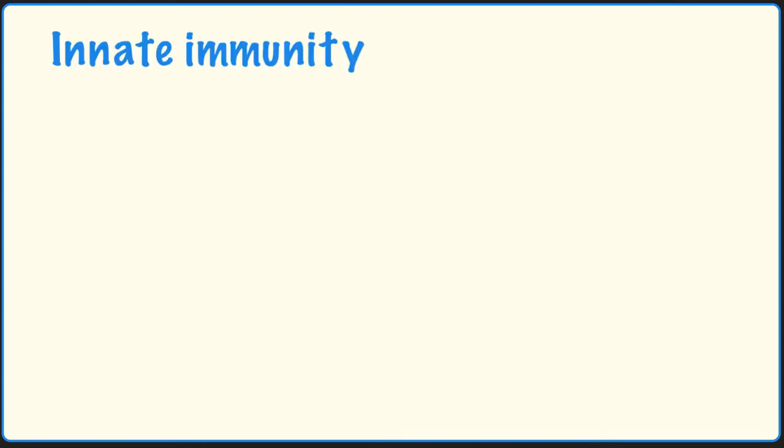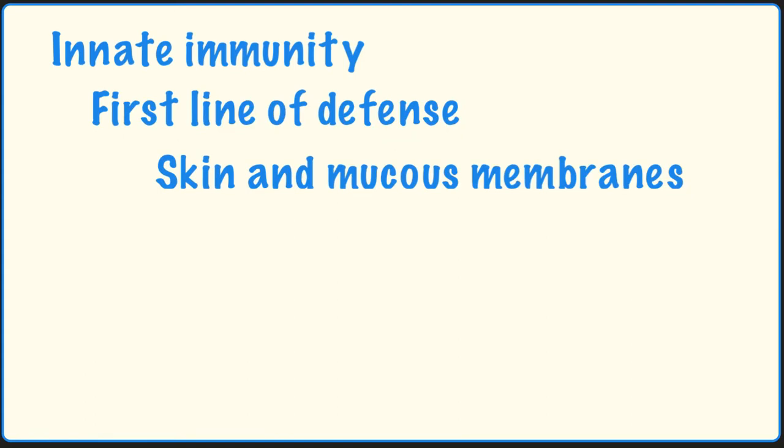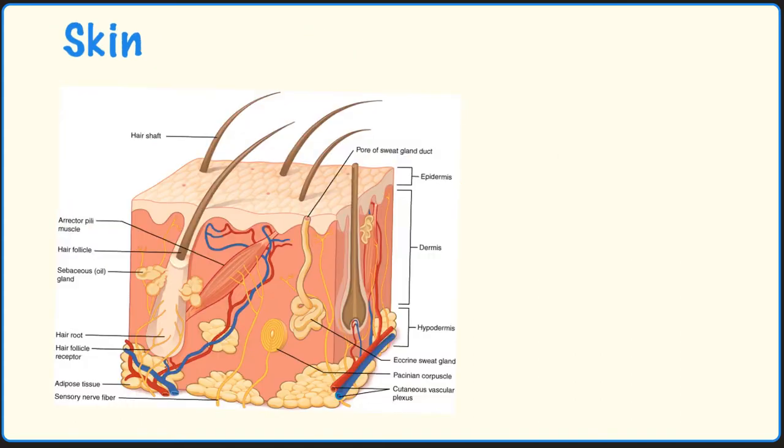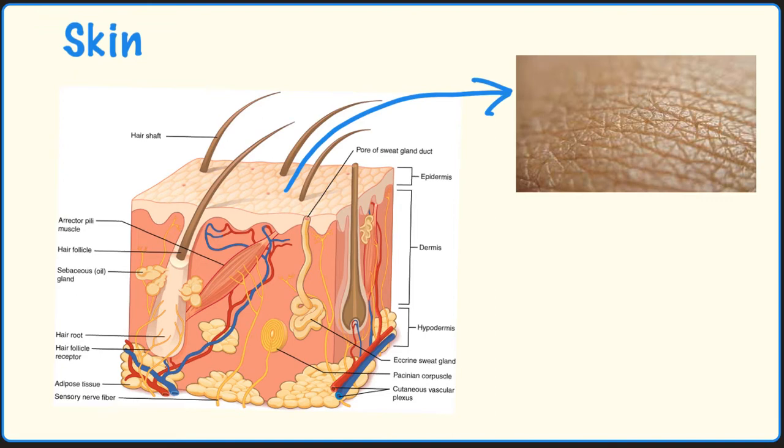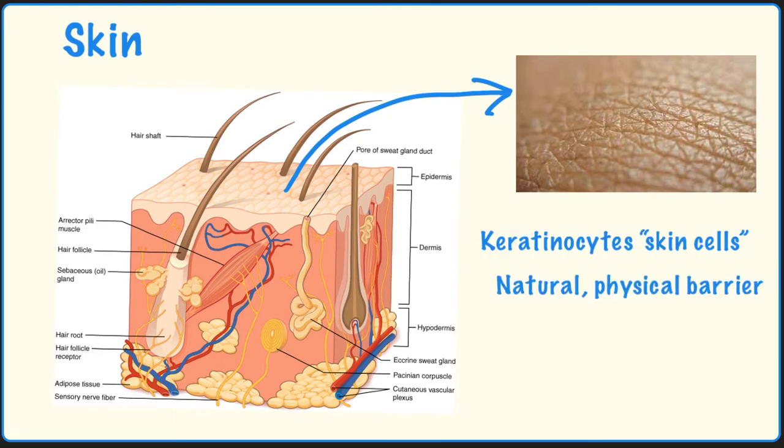The innate immunity consists of things that we're born with. It's a non-specific immunity. The first line of defense of innate immunity is the skin and mucous membranes. Now, if we take a closer look at skin, the surface of skin, the epidermis, is made of very tightly, closely packed keratinocytes. These skin cells provide a natural barrier against the outside world, so it prevents things from coming in, and therefore it acts as a very physical barrier.